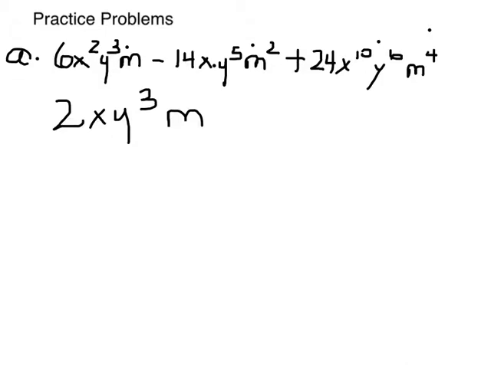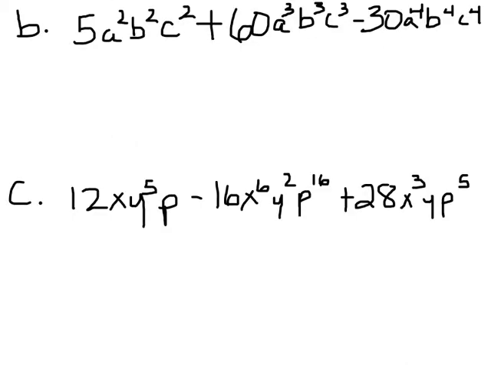Okay, go to the next page. Let's do the same thing here. 5, 60, and 30. I know that 5 is the largest number that will go into all 3. The a's, we have an a squared, a cubed, and a to the 4th. Well, a squared is the largest one that will go into all 3. B, we have b squared, b cubed, b to the 4th. Again, we're going to have b squared. And you're going to see the same thing with c: c squared, c cubed, c to the 4th, c squared.